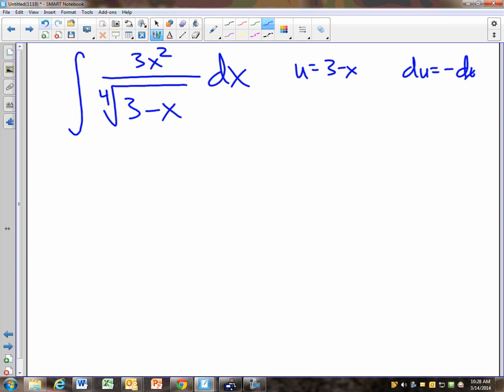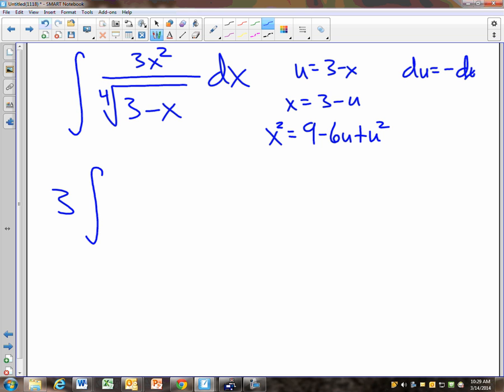Watch this. We're going to add the x, subtract the u, and we get x is equal to 3 minus u. Right? I don't want an x, I want an x squared. So we get x squared is equal to... I'm just going to throw the 3 up front. I don't really like it. So I'm going to move the 3 out front.